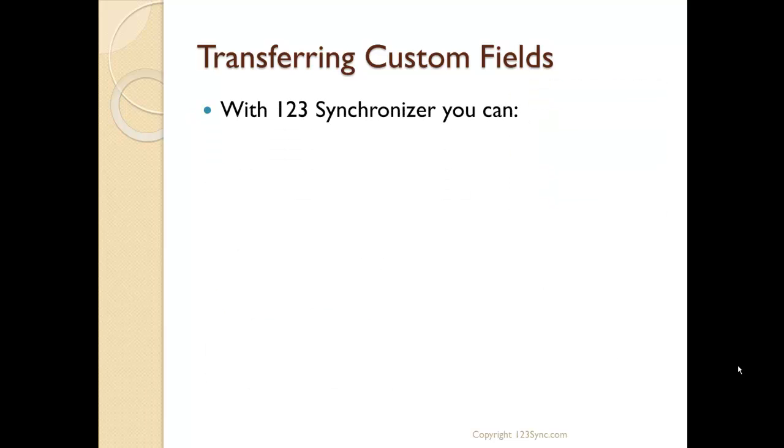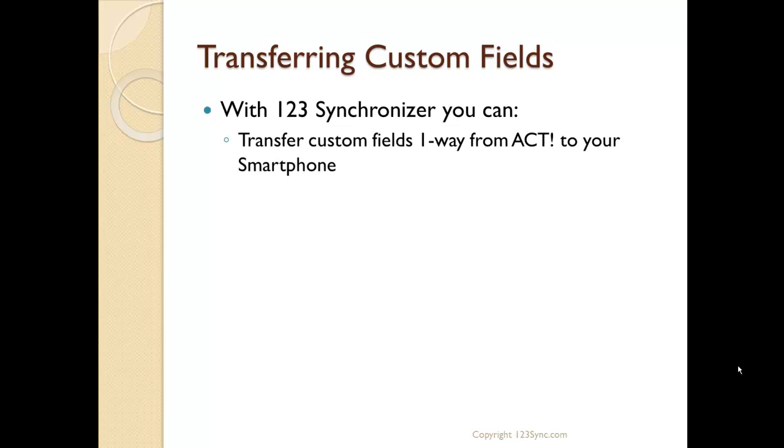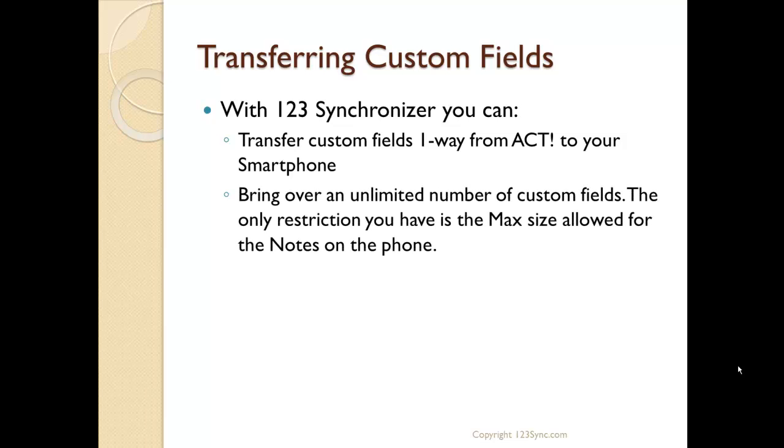Which leads us to the 123 Synchronizer. With 123 Synchronizer, you can transfer custom fields one way from ACT over to your smartphone. There's no limitation, meaning there's an unlimited number of custom fields that you can bring over. The only restriction that you have is the maximum size of the notes section on the phone. If you open a contact, on the notes, the maximum size is sometimes between 2 and 4 kilobytes of data.